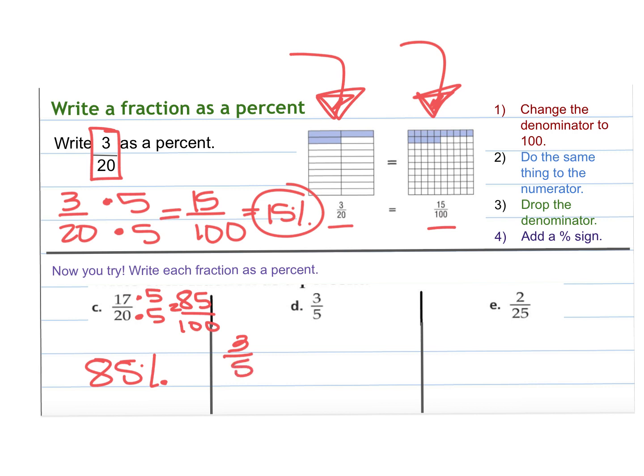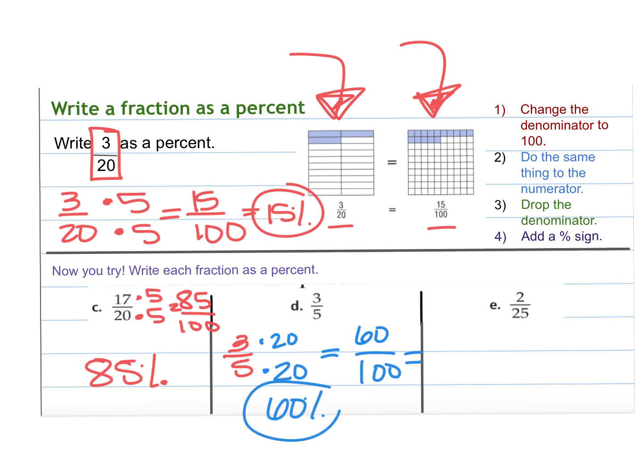So 3/5, I know that 5 times 20 will get me 100. So then I do the same on my numerator. 3 times 20 is 60. 60 hundredths is 60%. And then 2/25ths, 25 times 4 will get me 100 on the denominator. So we would do 2 times 4, which is 8. So 8 hundredths is the same as 8%.